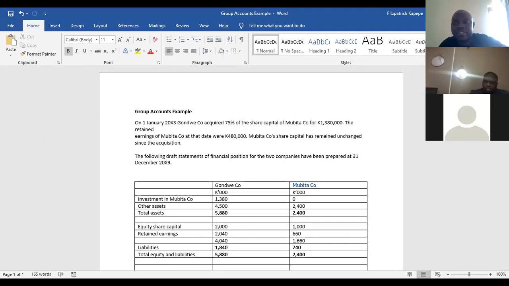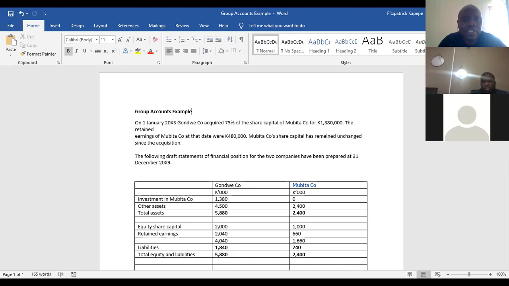So the question reads, it is anchored basically on what we looked at last time we met. It just builds on the same principles. So I thought maybe first we look at this example, then we go into the nitty-gritties.